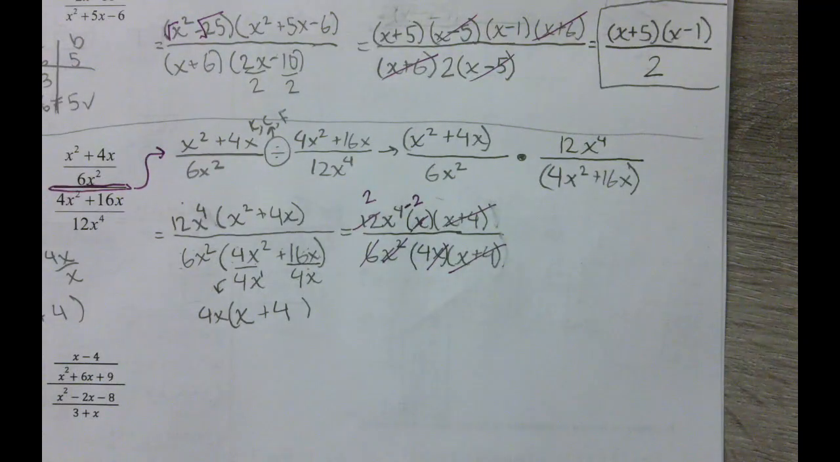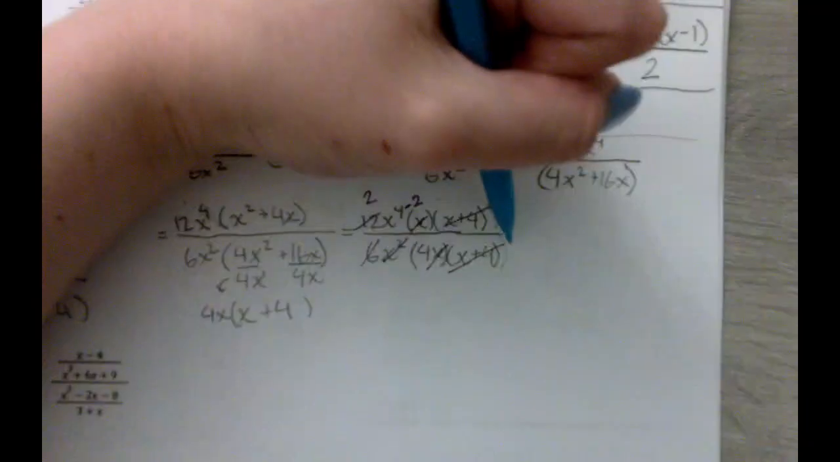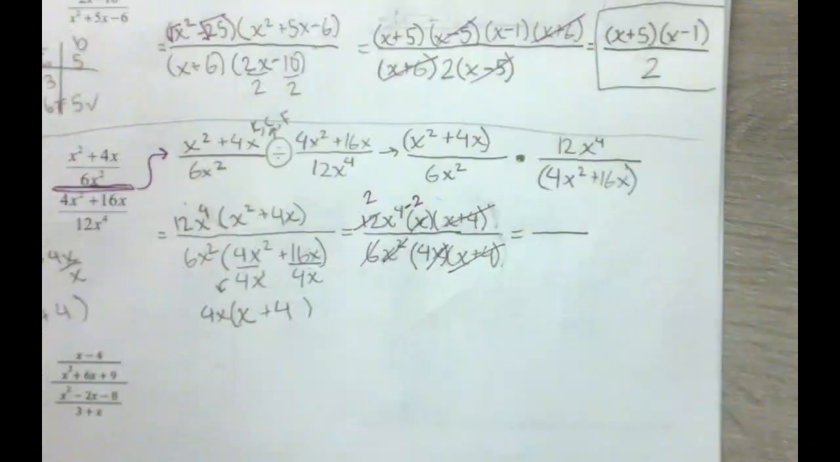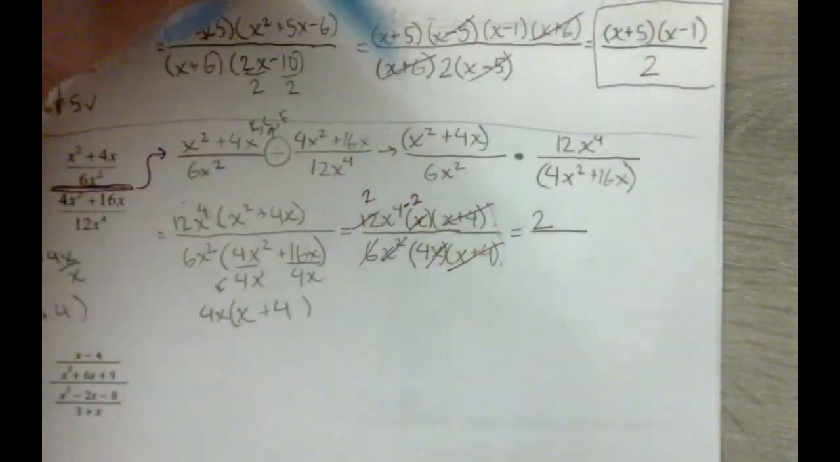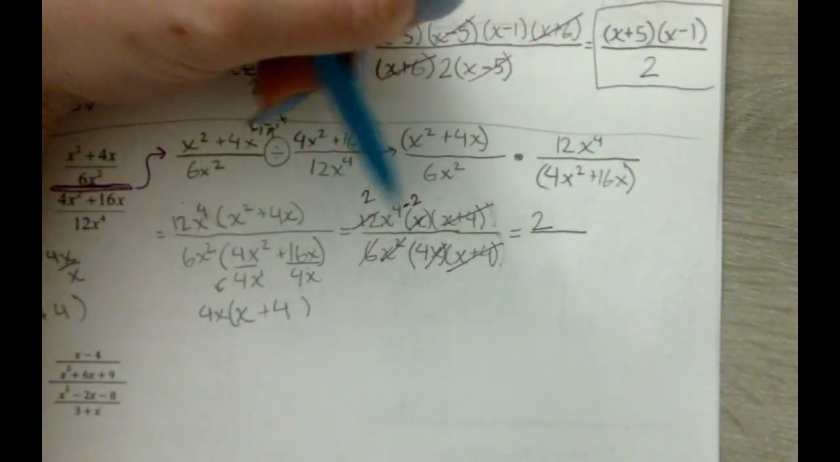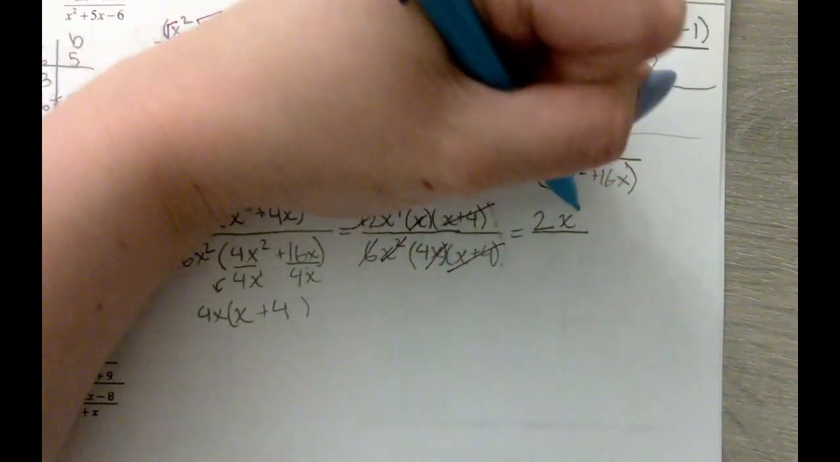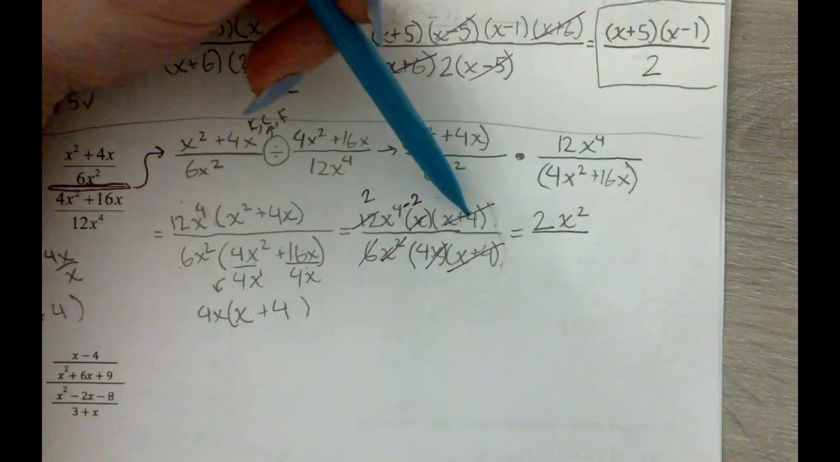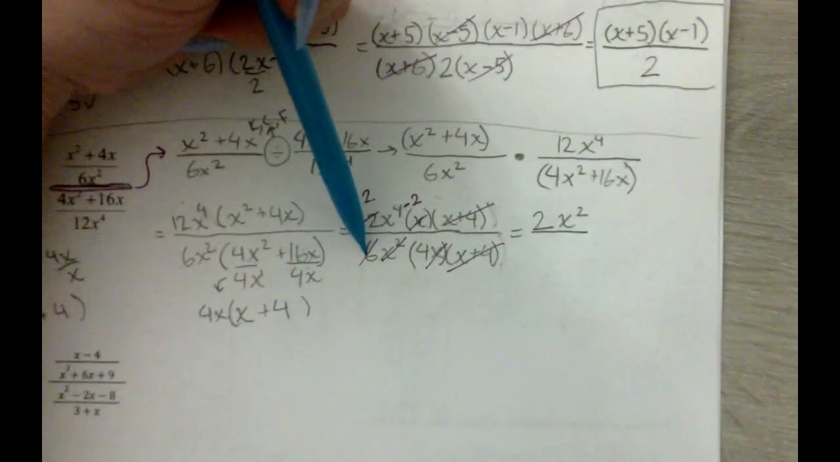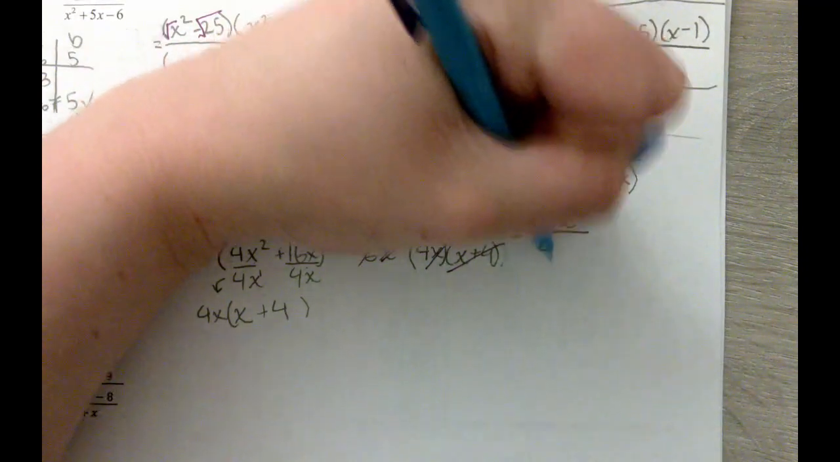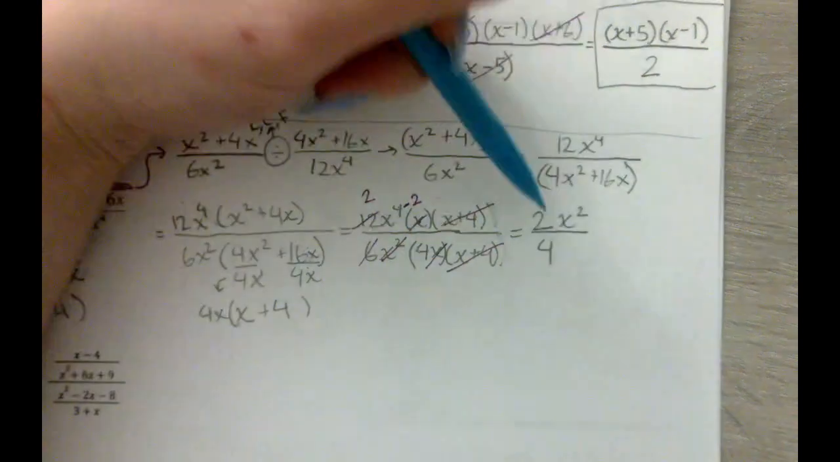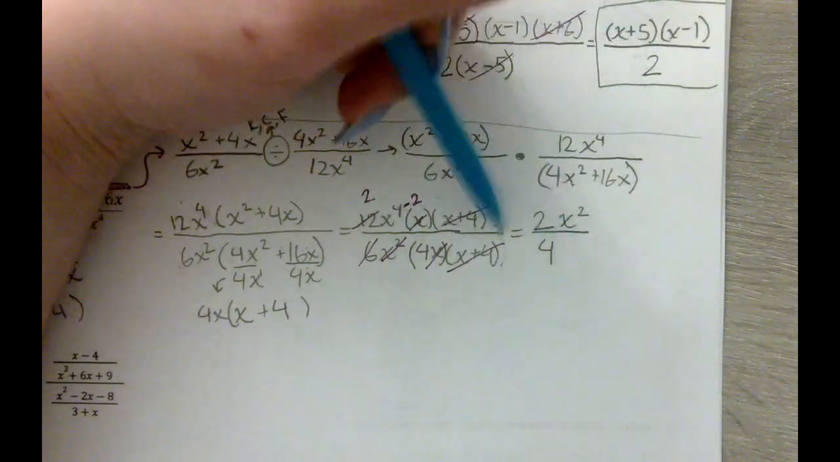All right, I am almost done. Let's come over and create our new answer. On the top, we now have a 2. x to the 4 minus 2, that becomes x squared. Canceled, canceled. On the bottom, canceled, canceled. Don't forget about this 4, it is not gone. Canceled, canceled.